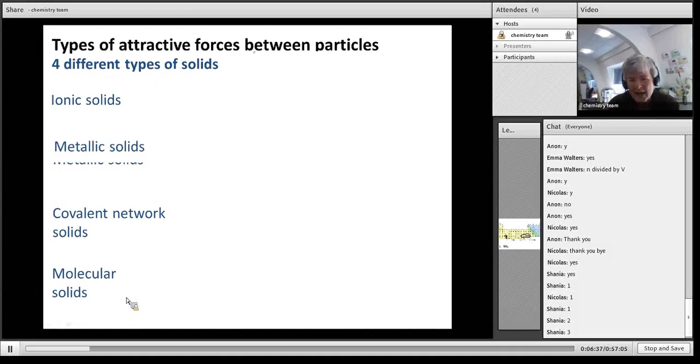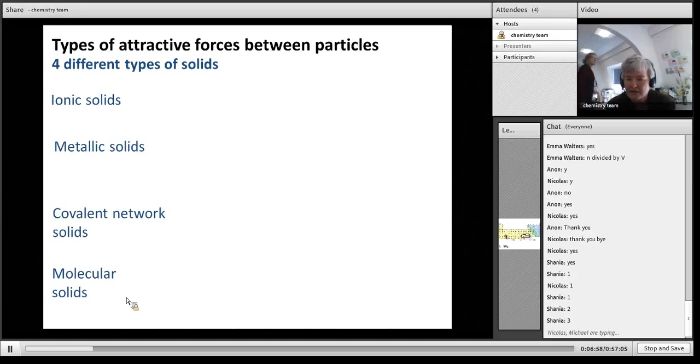So the way we explain it in the submicroscopic properties is: what particles do we have in that solid and what's the attraction between them? So let's do a quick revision. Ionic solids. What are the particles in ionic solids? Ions, okay, cations and anions, right? And what is the type of bonding between those ions?